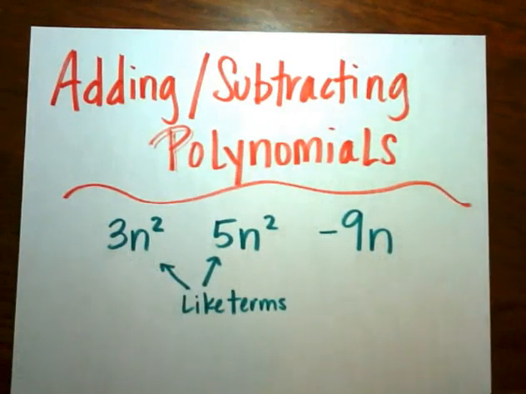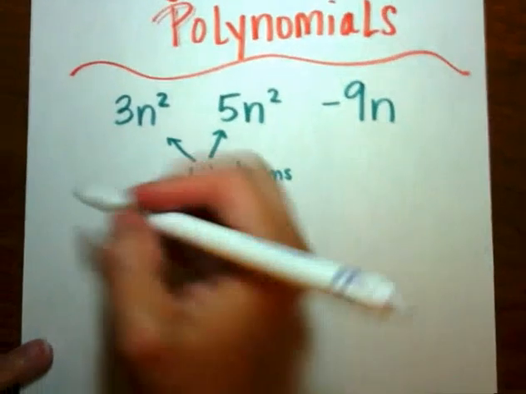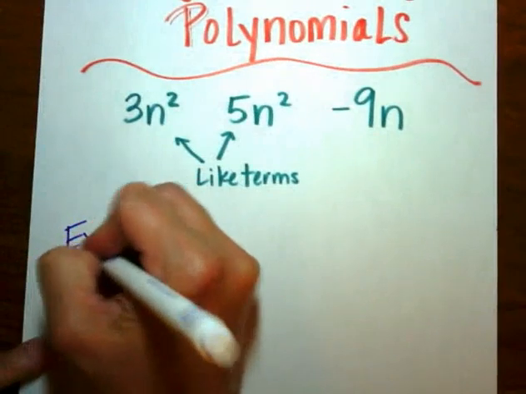And then otherwise, we're just going to use the rules that you learned in, I think, Math 7, maybe Math 6, about combining positive and negative numbers. All right, so for our first example, we're going to actually number some examples here.